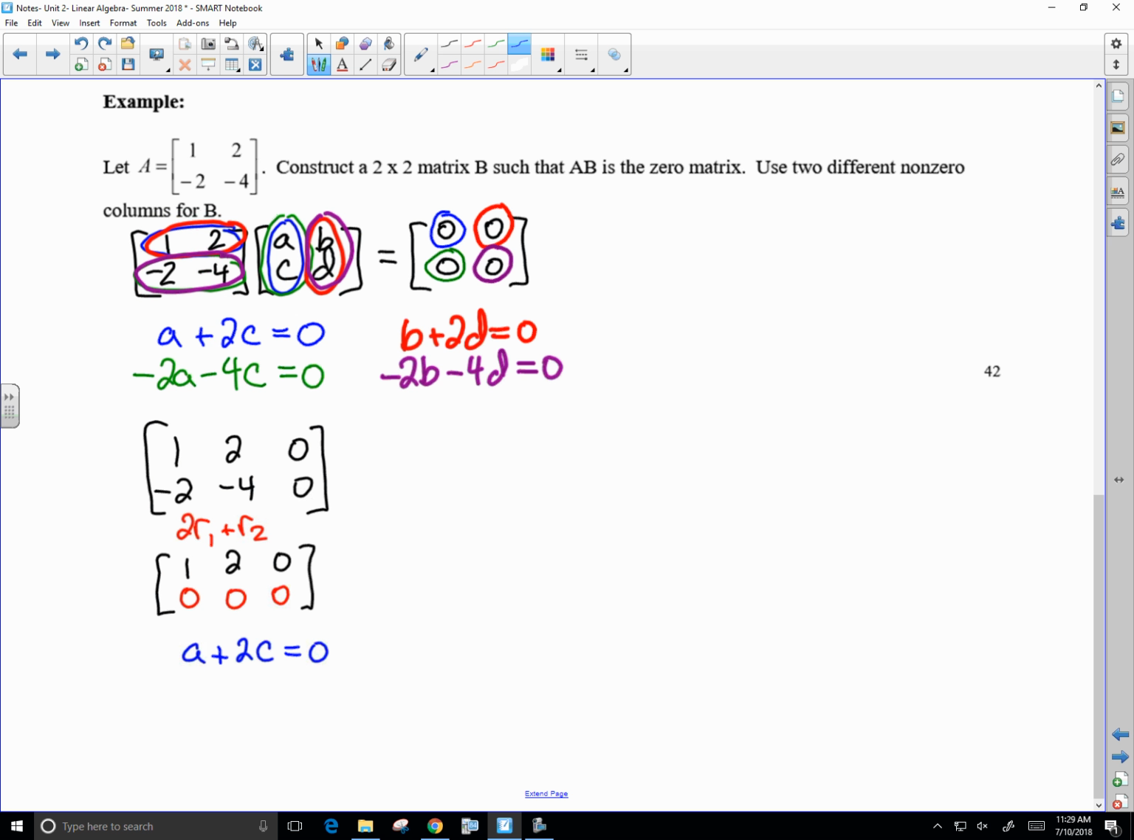And so you could do the same thing with the other one, but it's got the same coefficients. So you could actually just jump right down to the idea that, I'll draw the arrow, B plus 2D equals 0. Not always the case, but it happens in this case.